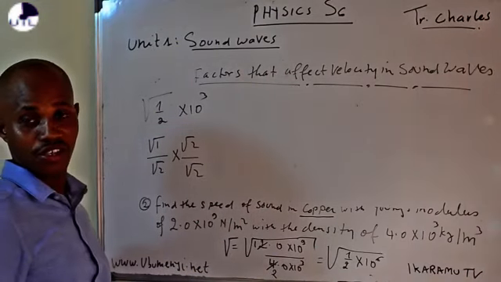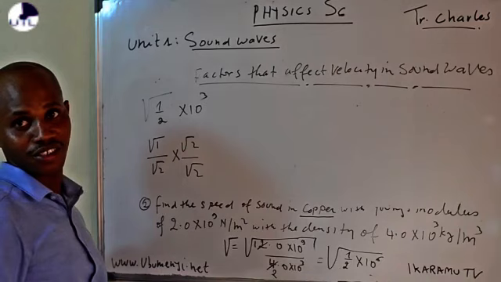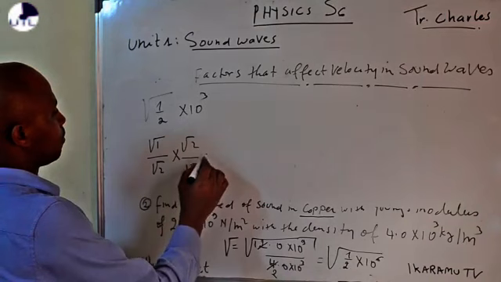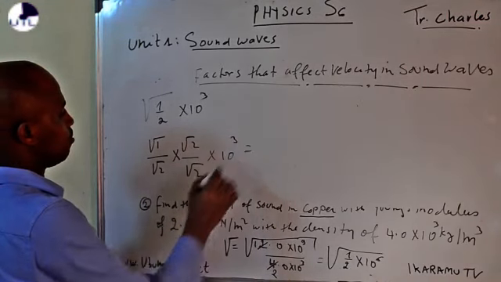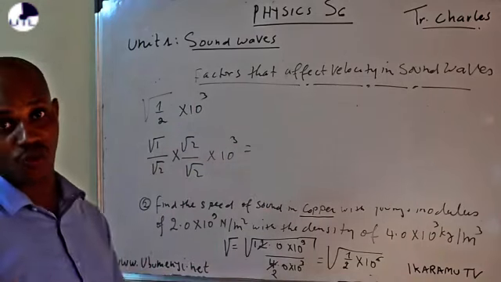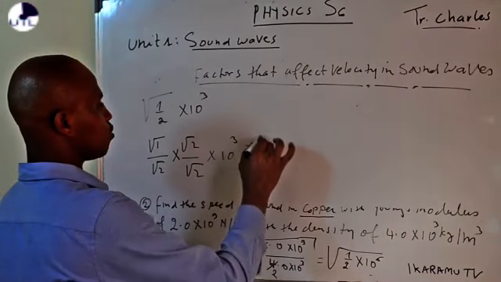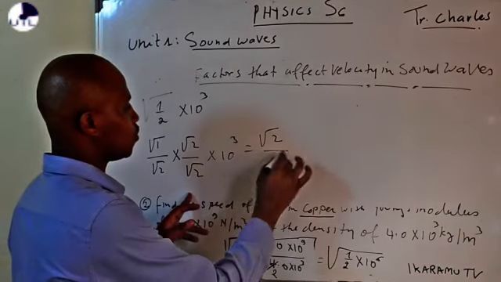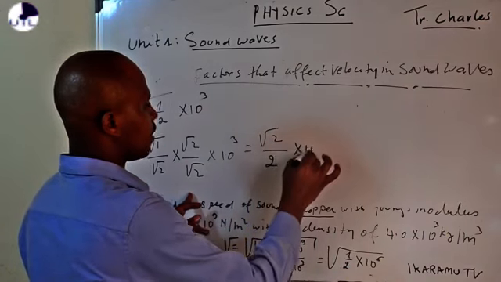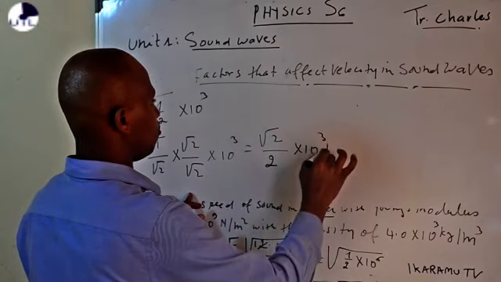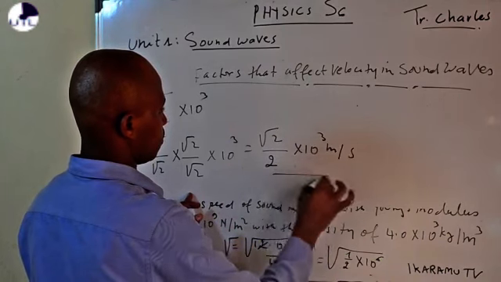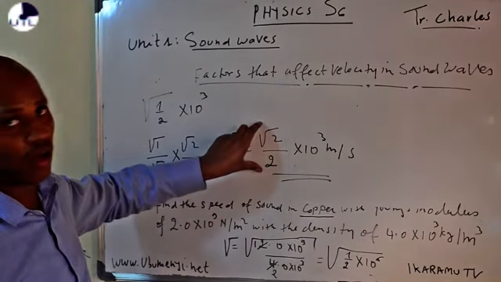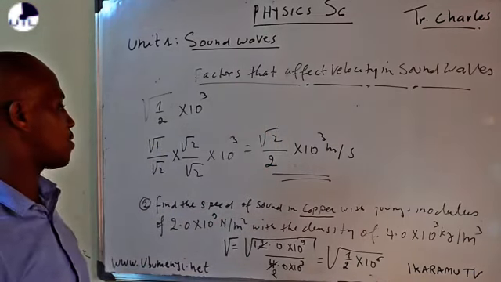Is it not interesting? Now we are coming back to mathematics, but still this is physics. Now I will have then times 10 to the power 3. This will be equal to square root of 2 over square root of 2 times square root of 2, that is square root of 2 over 2, times 10 to the power 3 meter per second. Very interesting. If you don't have a calculator, you may express this one in terms of rational numbers.